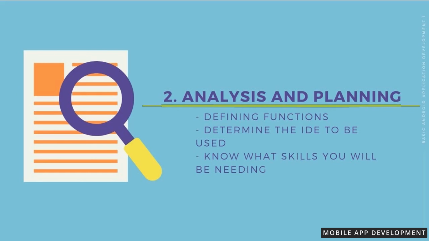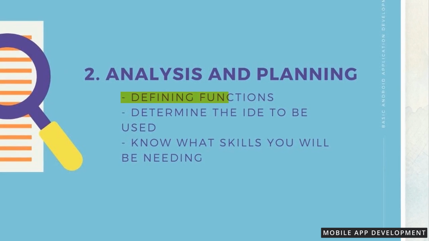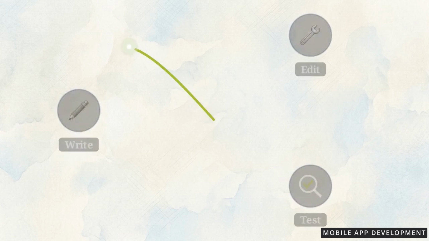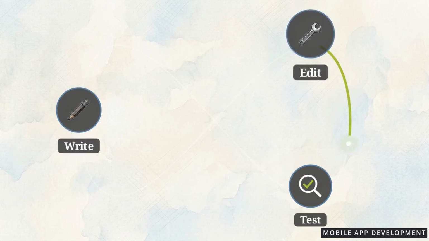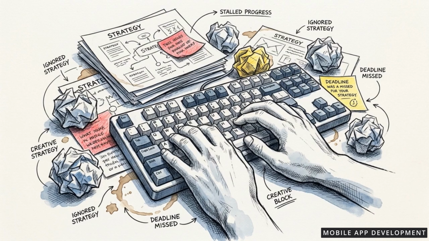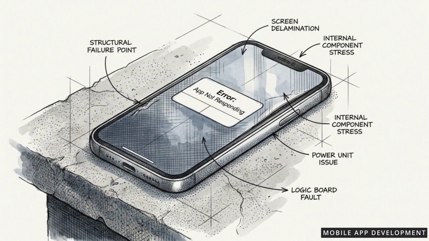Moving to the next slide, we hit step 2, analysis and planning. Here, developers list out every single function the app will need to perform. They also establish the programming skills required, like Kotlin for Android or Swift for iOS. This is also where they pick their IDE, or Integrated Development Environment. You can think of an IDE as a digital workbench. It's the specific software program where the developer will actually write, edit, and test their code. It is tempting to skip straight to the fun part, but rushing these first two planning steps usually results in an app that fails to actually solve the user's problem.